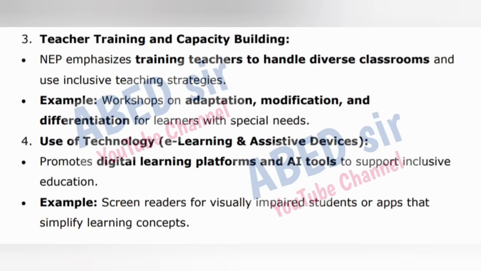3. Teacher training and capacity building. NEP emphasizes training teachers to handle diverse classrooms and use inclusive teaching strategies. Example, workshops on adaptation, modification, and differentiation for learners with special needs. 4. Use of technology, e-learning and assistive devices. Promotes digital learning platforms and AI tools to support inclusive education. Example, screen readers for visually impaired students or apps that simplify learning concepts.